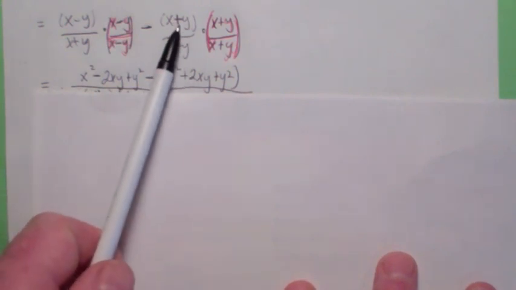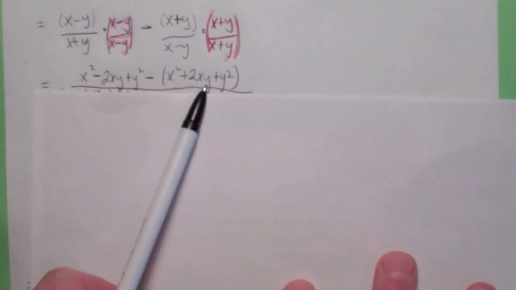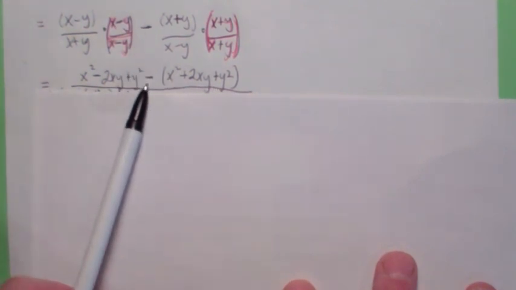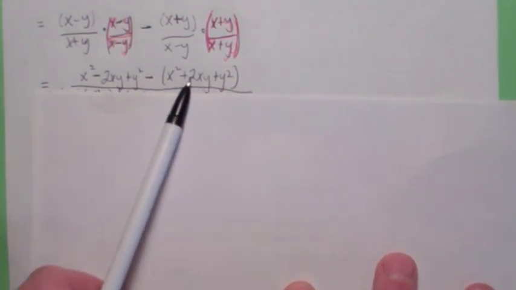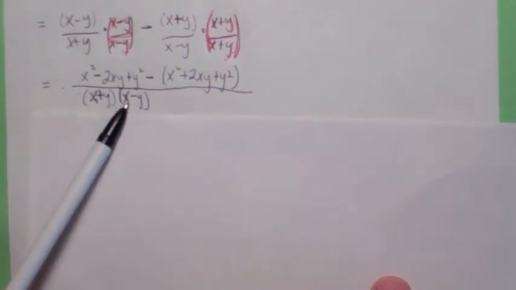And what do you get when you multiply x plus y times x plus y? You get x squared plus 2xy plus y squared. And see this minus sign that's in between? This minus sign is governing the whole numerator, so you have to distribute that. The denominator, of course, is x plus y times x minus y.